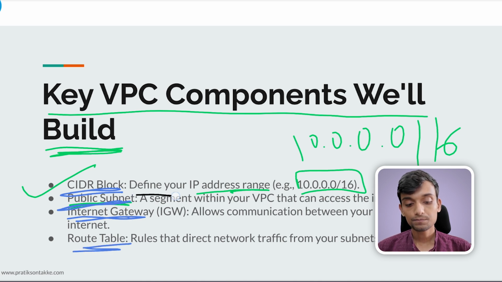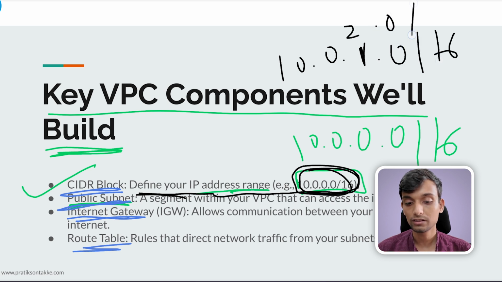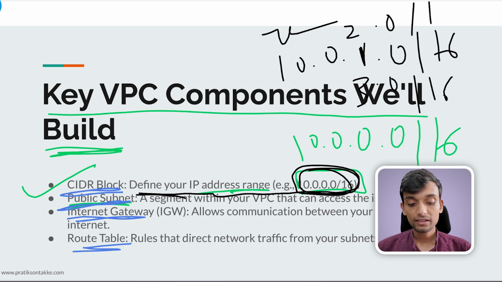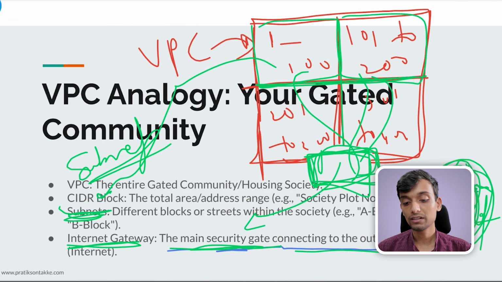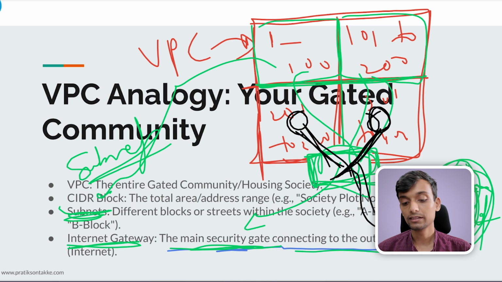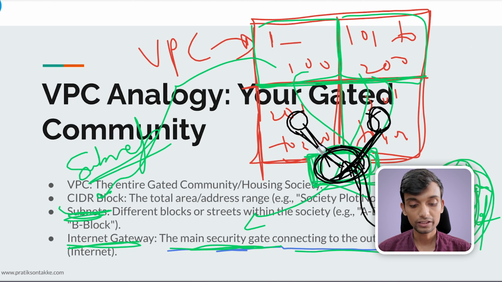CIDR block: define your IP address range, like this one is our range. Let's say the first building is named 10.0.1.0/16, another one is 2.0/16, this is the same, 3.0/16, likewise. Public subnet: a segment within your VPC that can access the internet. This is our society, so this is our public subnet. These are able to access the internet, and the internet will access them, right? Internet gateway: allows communication between VPC and the internet. This gate is known as IGW, right?